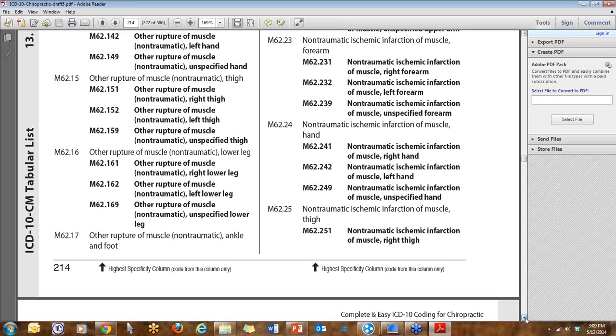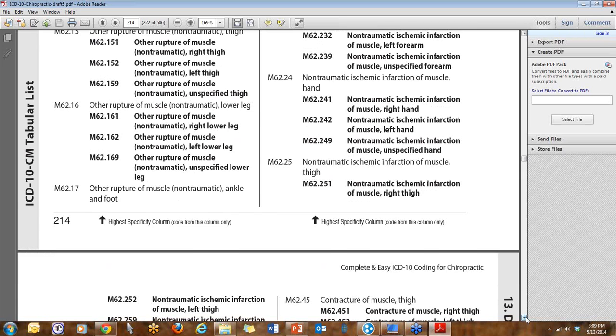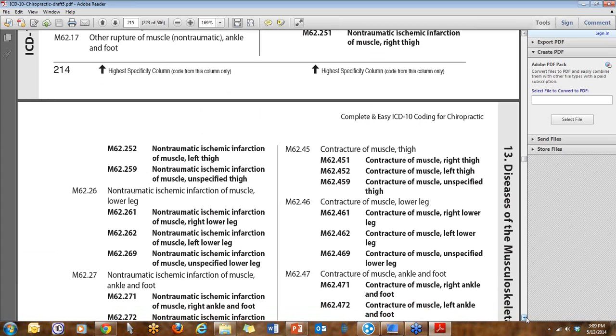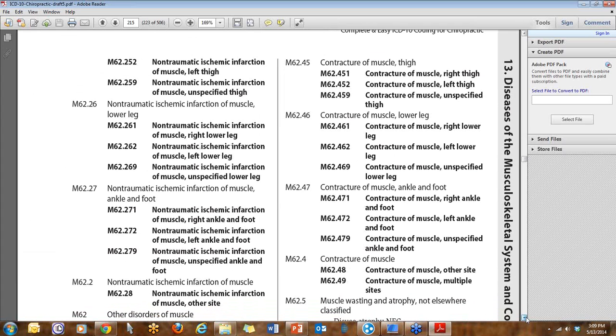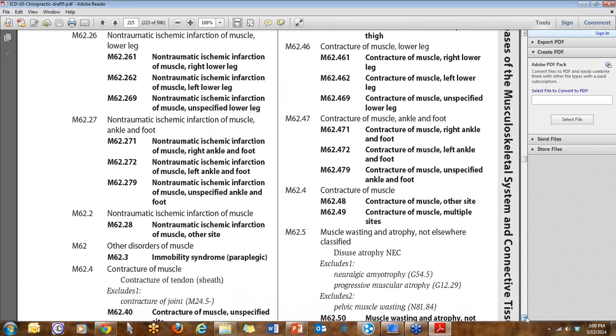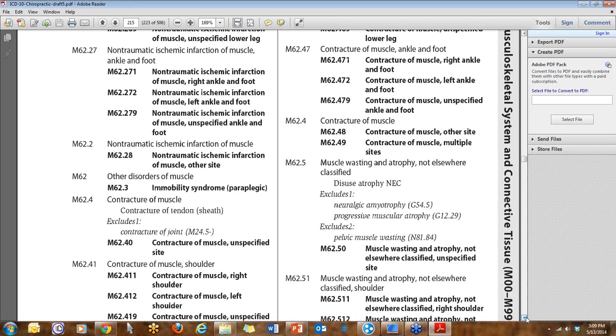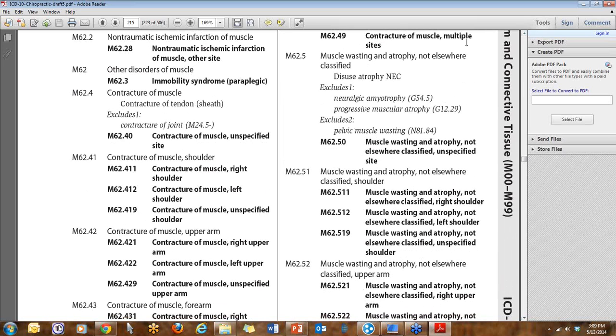So this is what you would probably need to do. You need to take and start looking at these and picking the ones that you're currently using in your office right now. I would say that would probably be it right there.